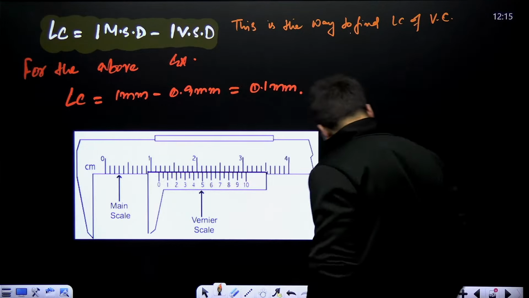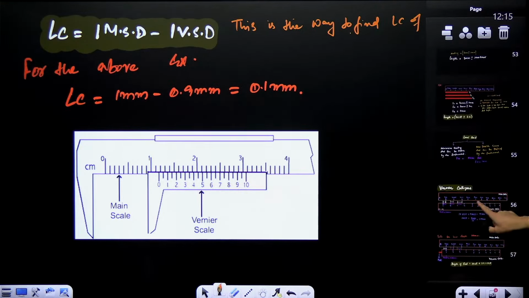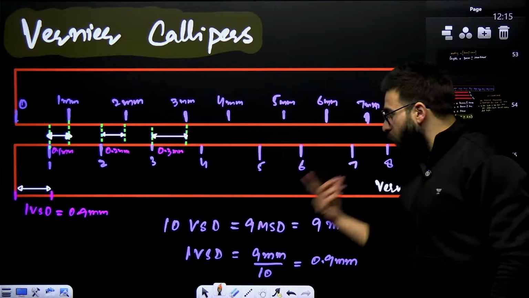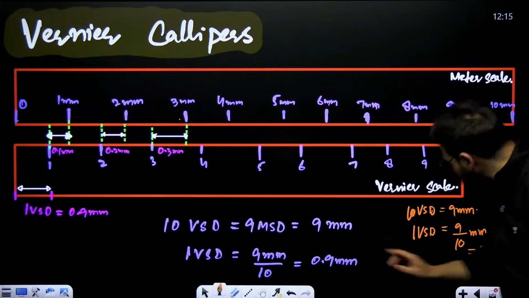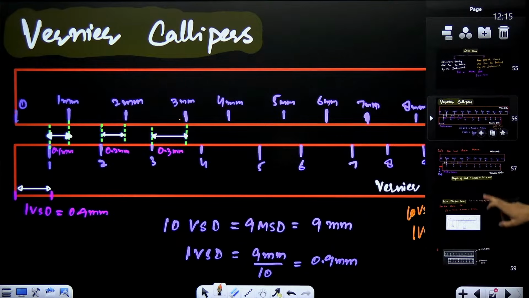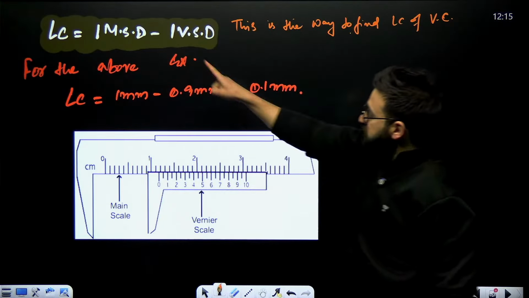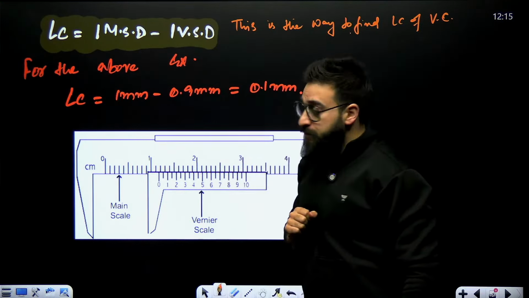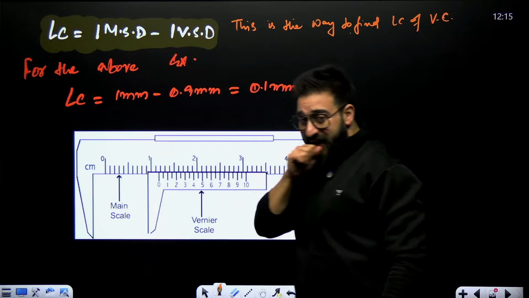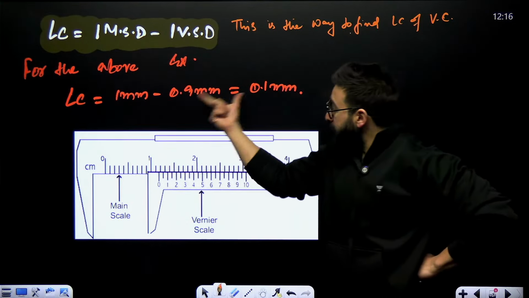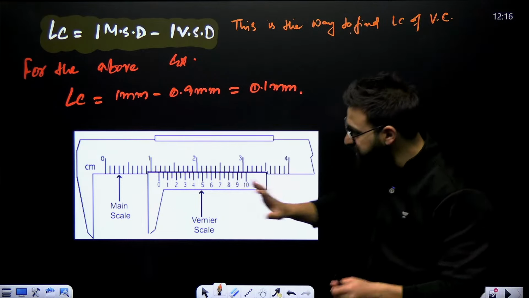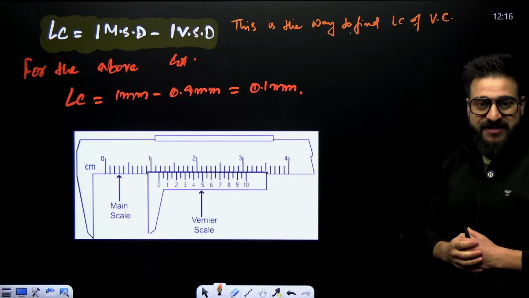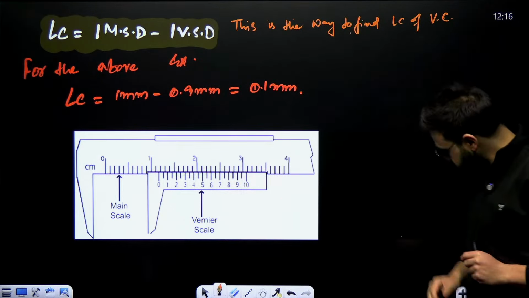Tell me one thing. What is the value of 1 MSD, 1 main scale division? Sir, we know 1 MSD is equal to 1 mm. What is the value of 1 VSD? 0.9 mm. Now, in this particular case, guys, 1 MSD is 1 mm and 1 VSD is 0.9 mm. So 1 minus 0.9 is 0.1. So this is the least count of what? Vernier scale. Done. Next.